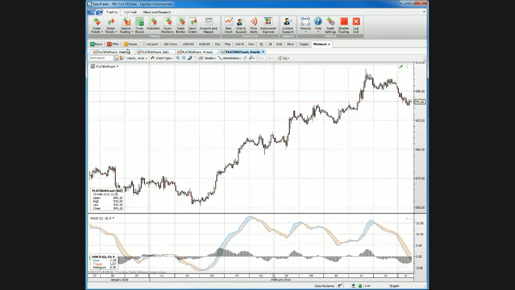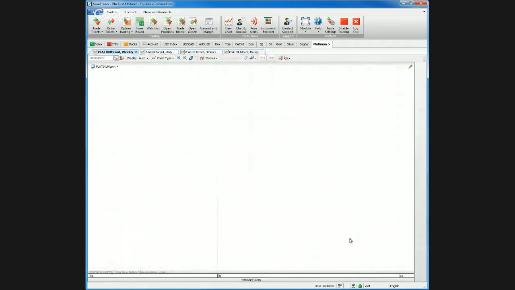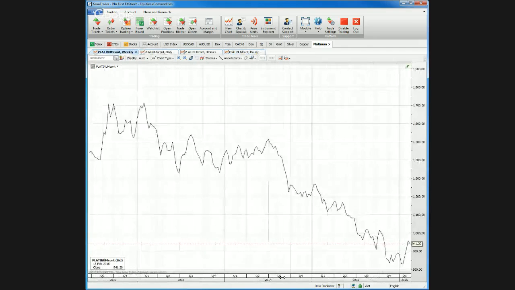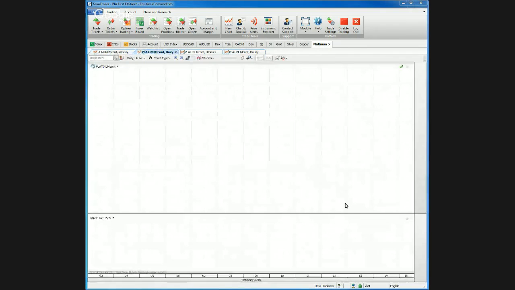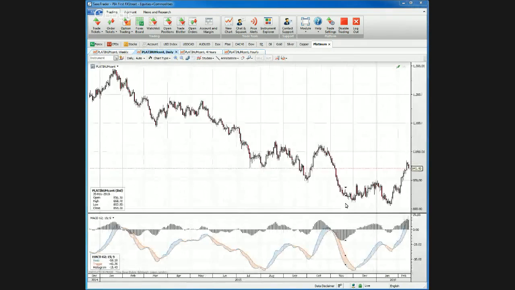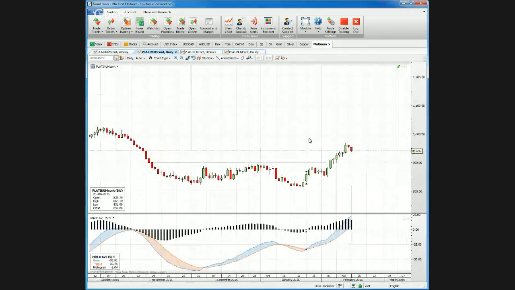I'll quickly jump into platinum, another precious metal, and similar sort of price action to gold and silver. Look at the daily chart, and we can see the same thing. Seven decent positive days and a couple of negative days.